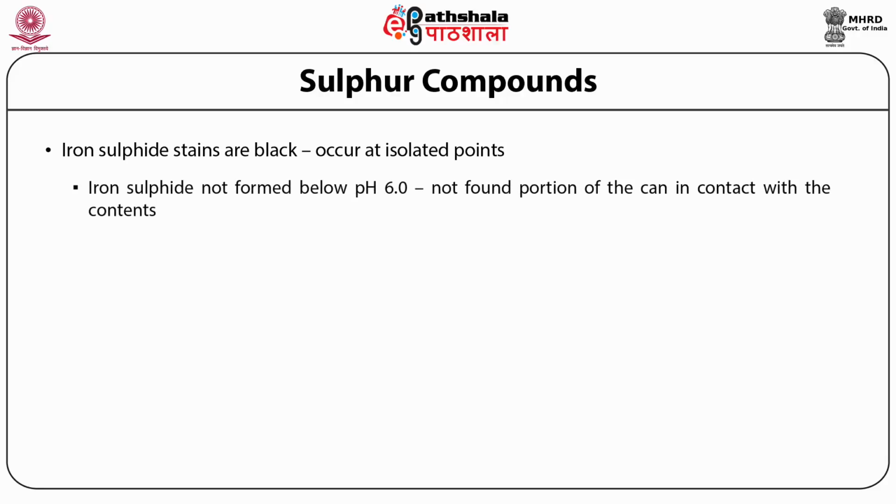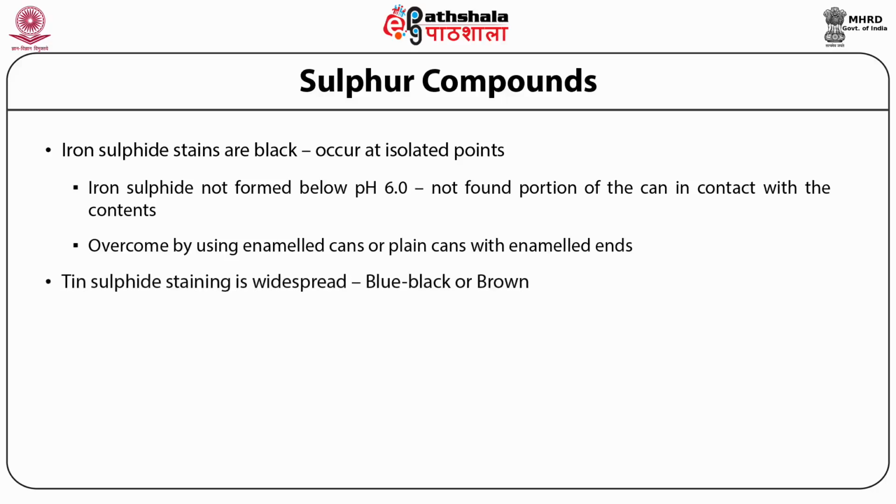Iron sulfide is not formed at pH values below about 6, so it is uncommon to find it in the portion of the can in contact with the contents. The problem may be overcome by using enamelled cans or plain cans with enamel ends. Tin sulfide staining is usually widespread throughout the can and is a blue, black, or sometimes brown pigmentation.